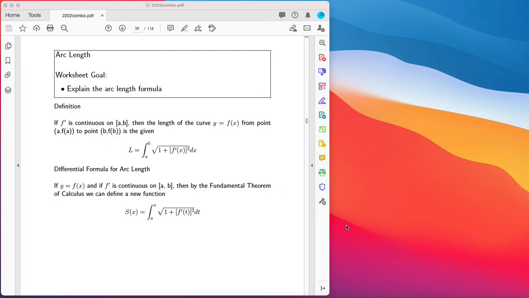So for today, it's going to be a shorter lesson, and we're going to talk about the arc length.